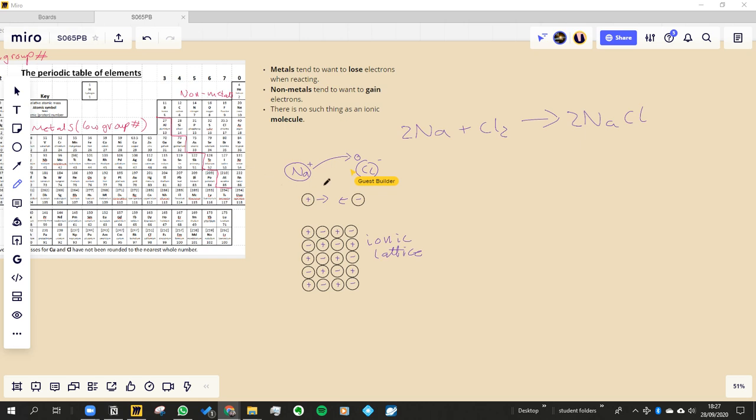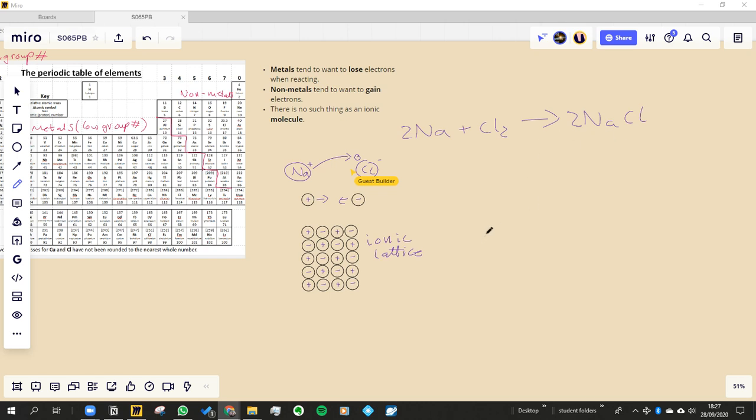So that's why we call chloride the negative ion, and that's why we call it sodium chloride, because we're literally listing the ions, really. So sodium chloride actually is a positive ion next to a negative ion, but we call it sodium chloride, and we write it like that. So we're trying to reverse it now.